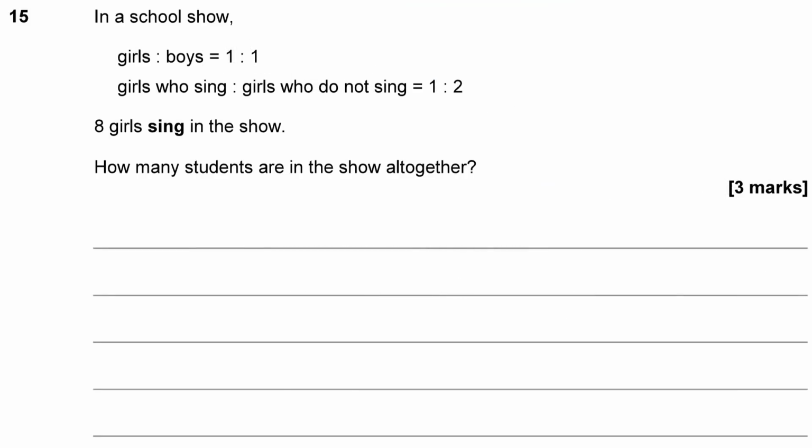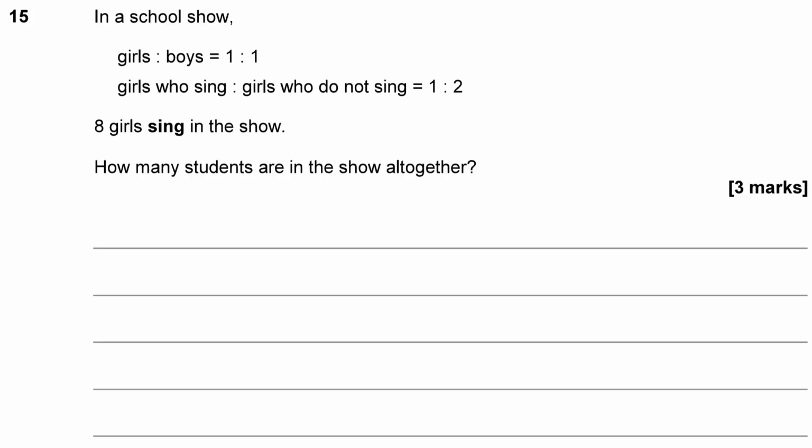Question 15. In a school show, the ratio of girls to boys is 1:1, which means there is just as many girls as there are boys. Girls who sing to girls who do not sing is 1:2. So twice as many girls don't sing as do. There are 8 girls singing in the show. How many students are in the show altogether?